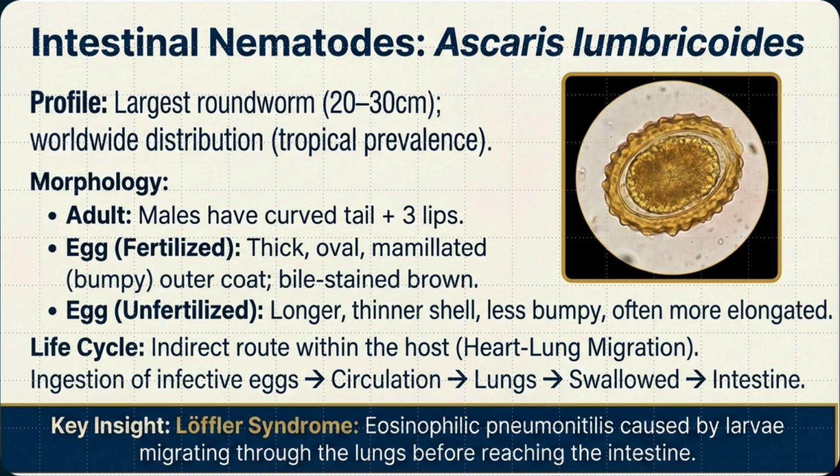But if the patient only has female worms in their gut, you are going to see unfertilized eggs in the stool. And they look nothing like the fertilized ones. How so? They're much more elongated, they have a thinner shell, and often that bumpy mammillated layer is just messy or completely missing. So you could be scanning a slide looking for a nice round bumpy egg, and instead you see this long, smooth, weird-looking thing and completely miss the diagnosis. Precisely. You have to train your eye to recognize both forms.